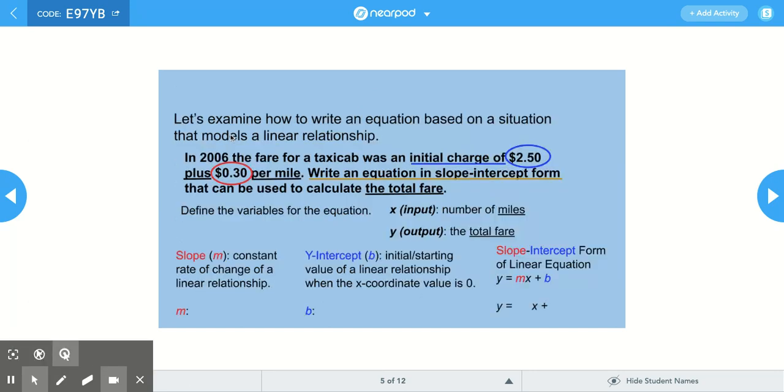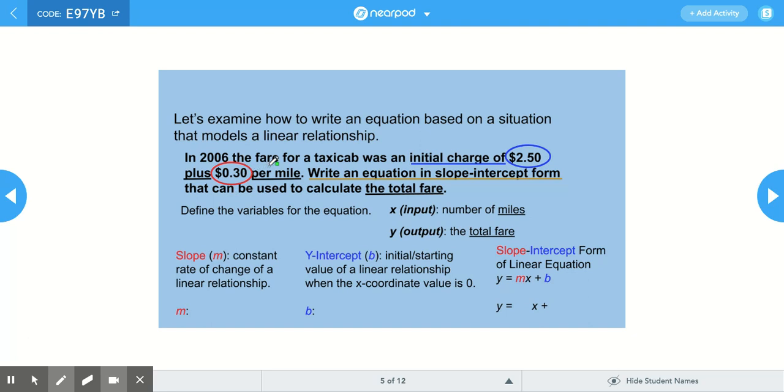This first problem says, let's examine how to write an equation based on a situation that models a linear relationship. In 2006, the fare for a taxicab was an initial charge of $2.50 plus 30 cents per mile. Write an equation in slope-intercept form that can be used to calculate the total fare. So our output, or our y value, is going to be the total fare or the total price for the taxicab ride. And then our x is going to be the number of miles, since there's a charge of 30 cents per mile.